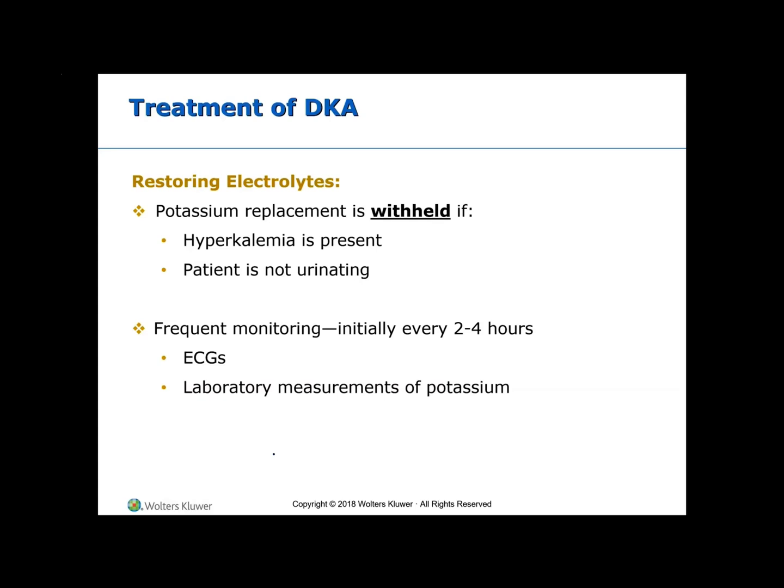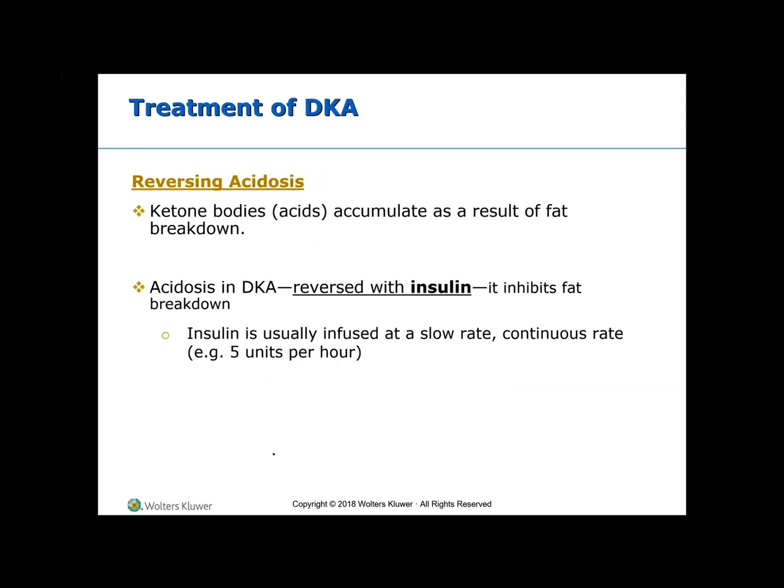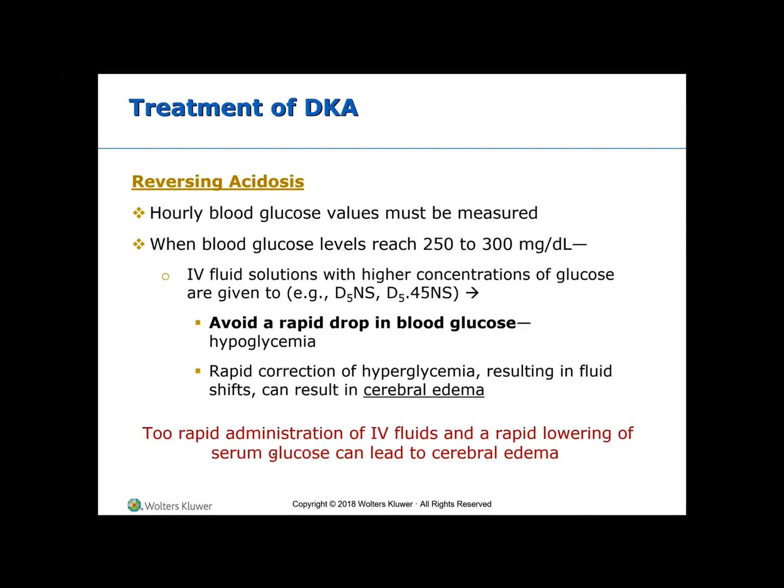So this almost feels like a fluid and electrolytes lecture, right, with your potassium. Reversing acidosis: ketones accumulate as a result of fat breakdown. Acidosis in DKA is reversed with insulin, which inhibits fat breakdown. We went over that way back in slide 2. Insulin is infused at a really slow rate. Regular insulin is what you use. Just as an example, it's really slow, like 5 units per hour. It's just a slow drip to slowly bring down the blood sugars.